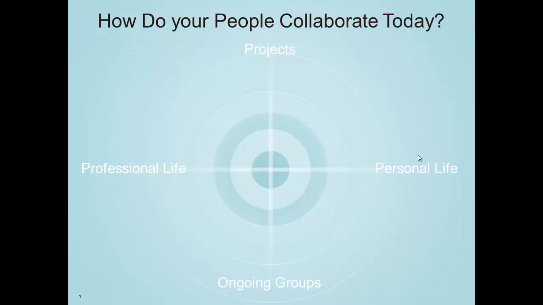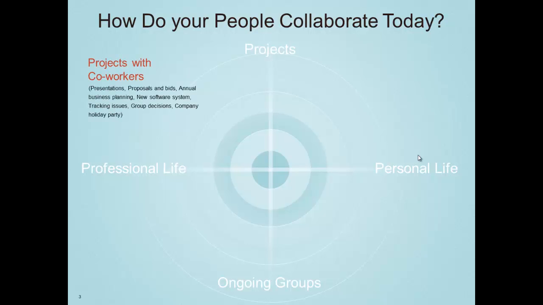So how do people collaborate today? This is happening in a variety of different ways. And what's really happening is when we think about it, we break it down into four quadrants. The things that we do inside of a project with our coworkers. So there's presentations, proposals, a bunch of decisions that are happening, and it could be something that's non-revenue producing. It could be something like a company holiday party.